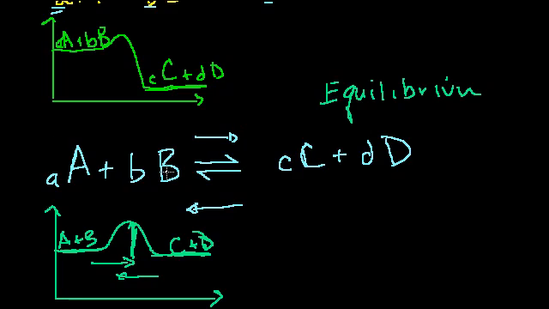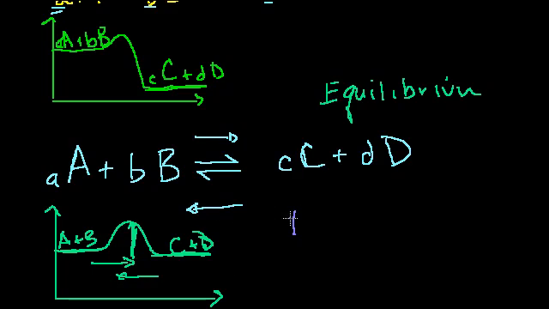You might end up with 25% of your eventual solution's concentration being A and B and 75% here. All we know is that at some point you've reached an equilibrium. It just means that those concentrations won't change anymore. And just to give you an example of what I mean here, let's see, this is actually the Haber process.